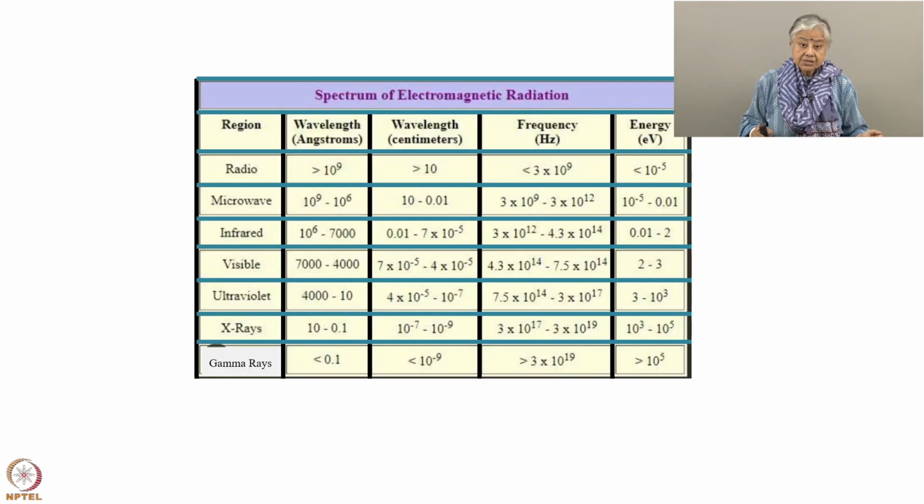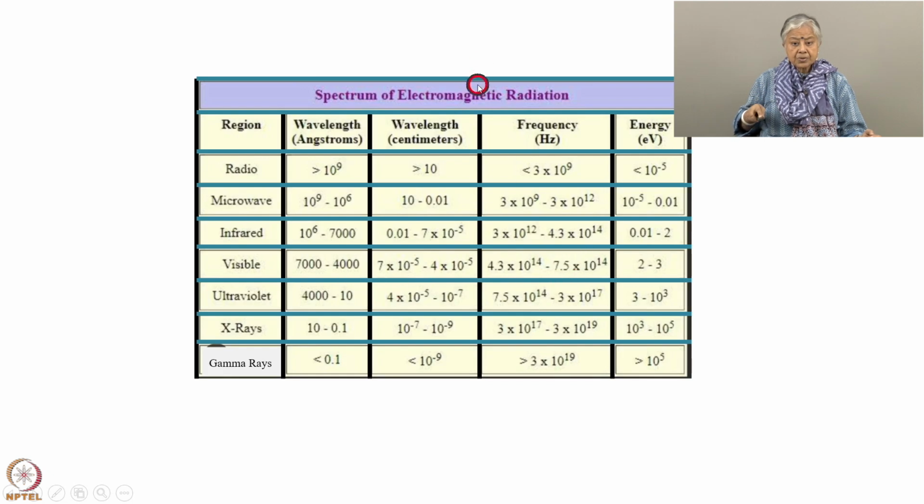Now, let me just tell you the spectrum of this electromagnetic radiation. I have just put it down in a chart here in different regions. Suppose I take the visible region, which has wavelength, you can give it in angstroms. The visible goes from 7,000 to 4,000 angstroms. The wavelength can be given also in centimeters, as 7 into 10 to the power minus 5 centimeters to about 4 into 10 to the power minus 5 centimeters, and in frequency too.